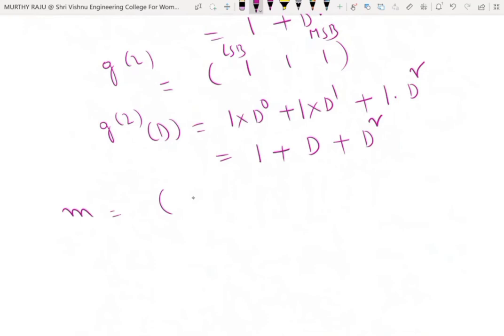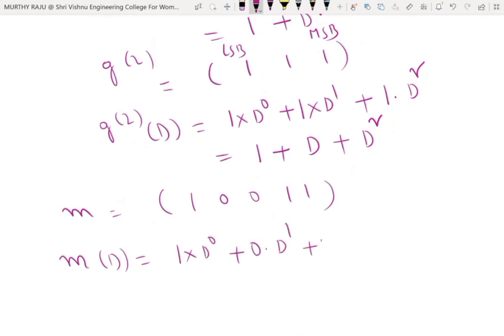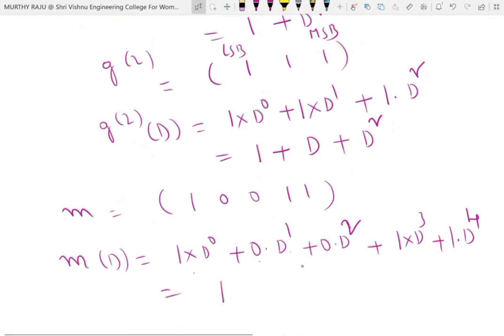M is equal to 1 0 0 1 1. Convert this into polynomial form, transform domain form. 1 into d power 0 plus 0 into d power 1 plus 0 into d square plus 1 into d cube plus 1 into d power 4. Here 0 into d power 0 into anything is 0. 1 exclusive or 0 is 1. Again, this 1 is exclusive or with 0 is 1. Therefore, 1 plus d cube plus d power 4.